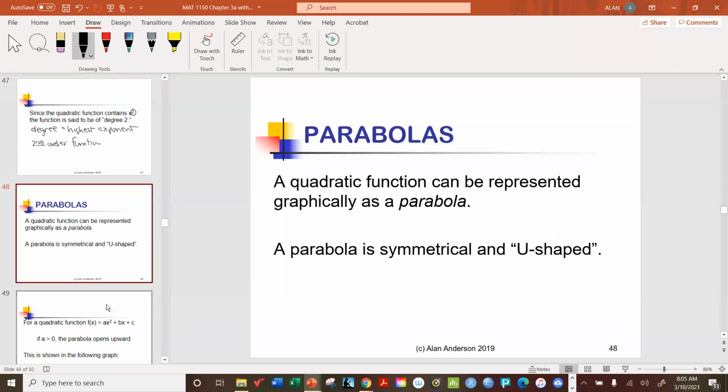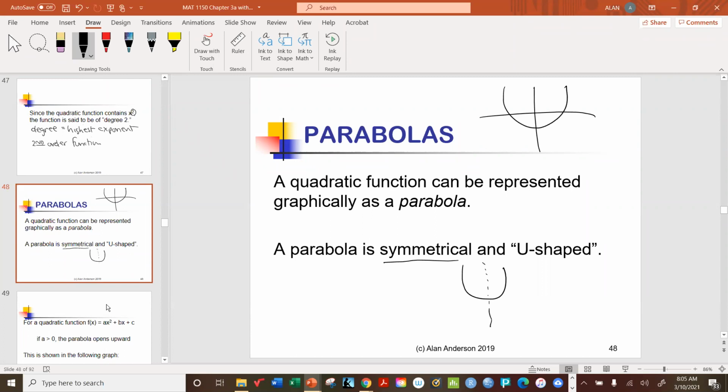Now, of course, parabola is the name of the graph that we were just looking at. Basically, it looks like a big U. It is U-shaped, but it's also symmetrical. If you were to draw a line down the middle somewhere, that just means that the right-hand side and the left-hand side are mirror images of each other.